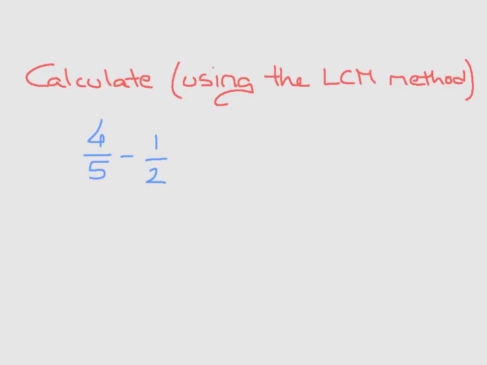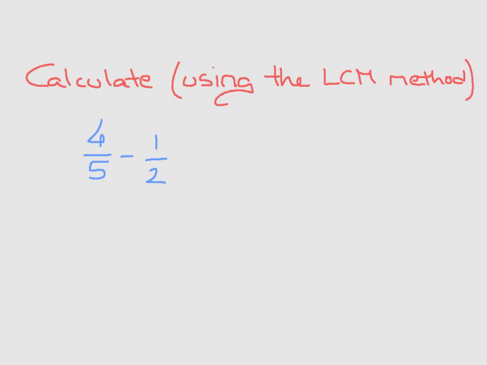To calculate 4/5 minus 1/2, we're going to use the LCM method, also known as the least common multiple method. And the trick is, we're going to express both of these fractions over fractions whose denominators are the least common multiple. Now, the first step is to look at the multiples of each of the two denominators we see.